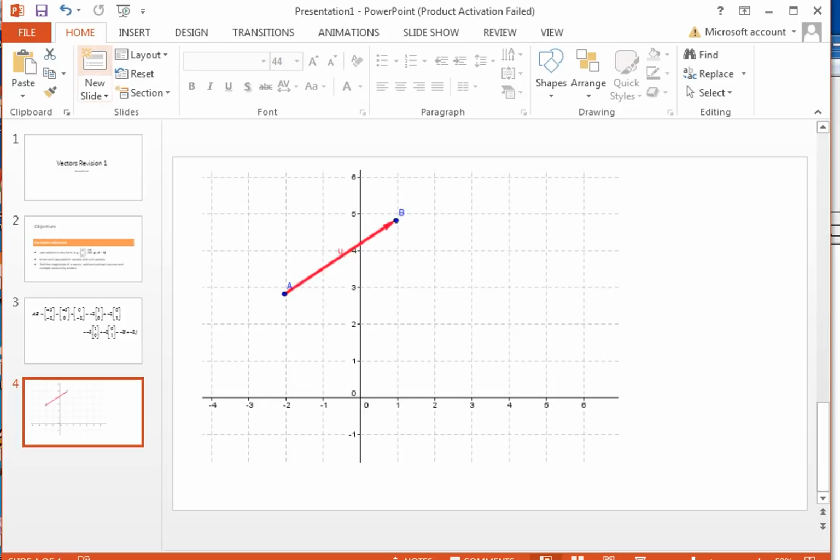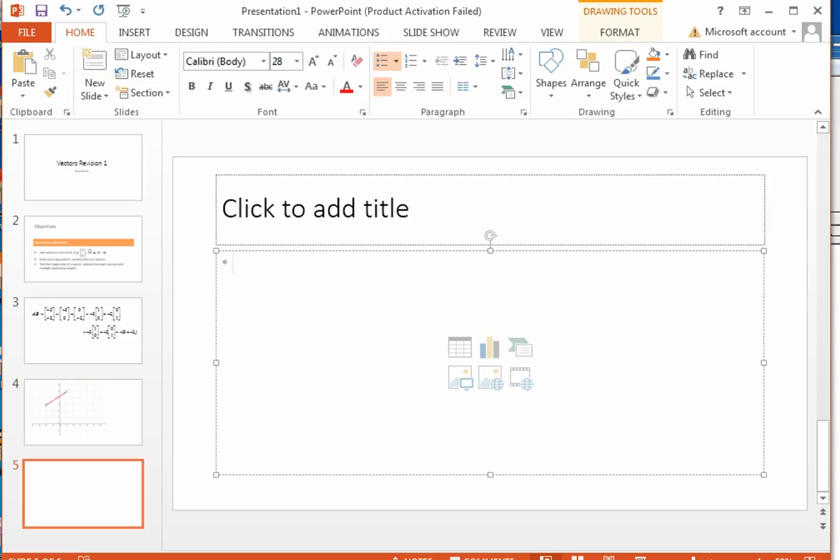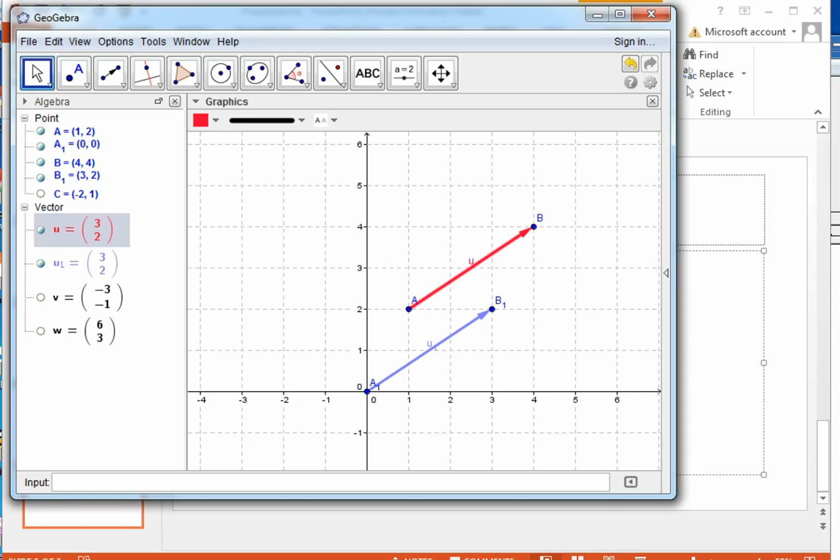So let me just write it down in my notes. So position vector is the vector from the origin. There you go. Now, if that is the vector from the origin, another thing that you're going to see is that these two here are actually parallel with each other.